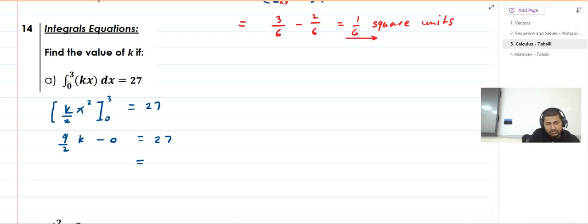So I would say 27 times 2. Remember, I'm multiplying, so 27 times 2, or divide both sides by 9. So I've got half k is equal to 3 because I divided by 9 both sides. 27 divided by 9 is 3. 9 divided by 9 is 1. So k is equal to 6. Therefore k is equal to 6. I hope you guys understood that.